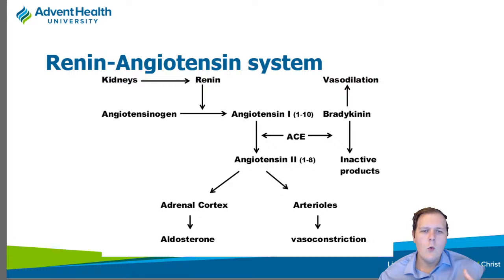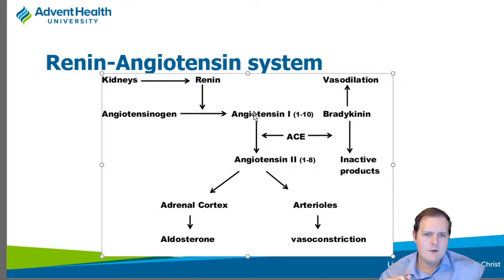So what happens here? Well, if the kidneys are in a state where they say, oh, wait, there's not enough pressure here, I don't have enough salt here, it's going to activate the release of renin. So you can see here, kidneys release renin. Renin is going to help produce something called angiotensin 1, which is produced from angiotensinogen. And then angiotensin 1 gets converted to angiotensin 2 via ACE, angiotensin converting enzyme.